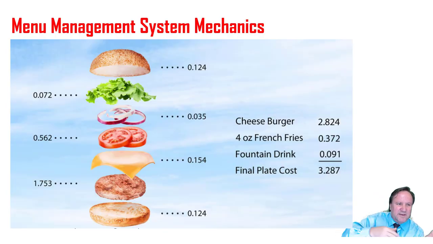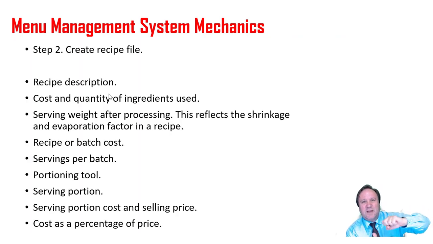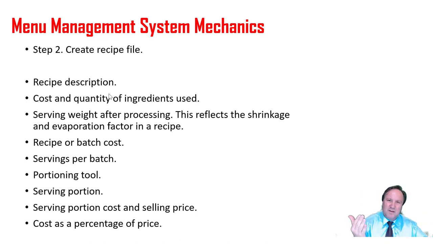In this recipe file, my chef can also write the instructions, even attach photo or video of the outcome. When the burger is done, what does it look like? So that your staff can check whether what I cooked looks like what the chef has made or what I show in my menu. Serving weight after processing, because what you put in may not be the same as the outcome. I gave you a good example, meat, right? There is what we call usable factor. Usable factor means what you input is not equal to output sometimes.